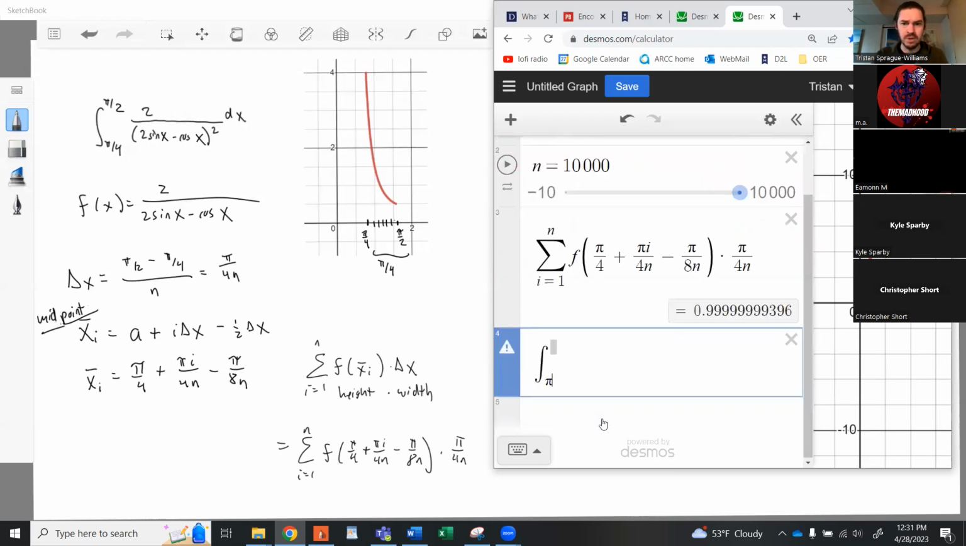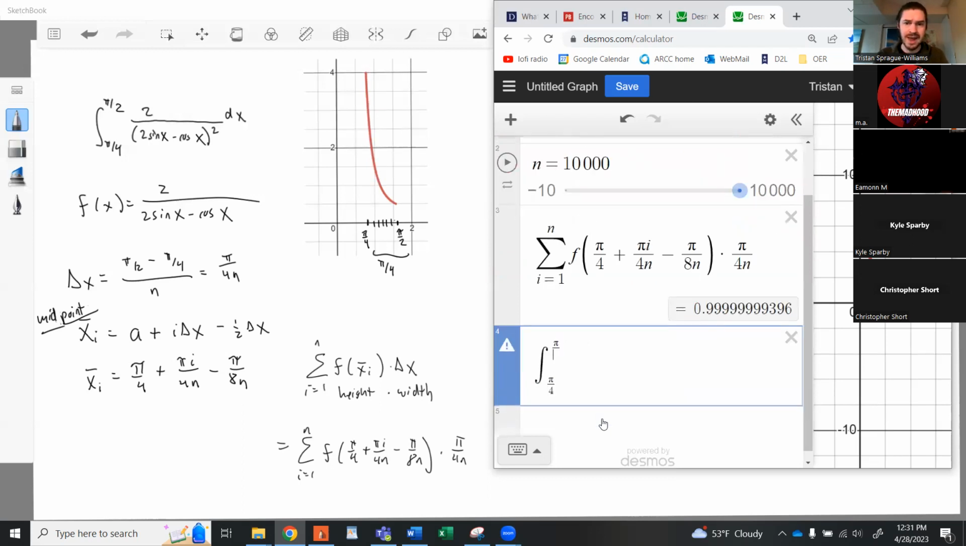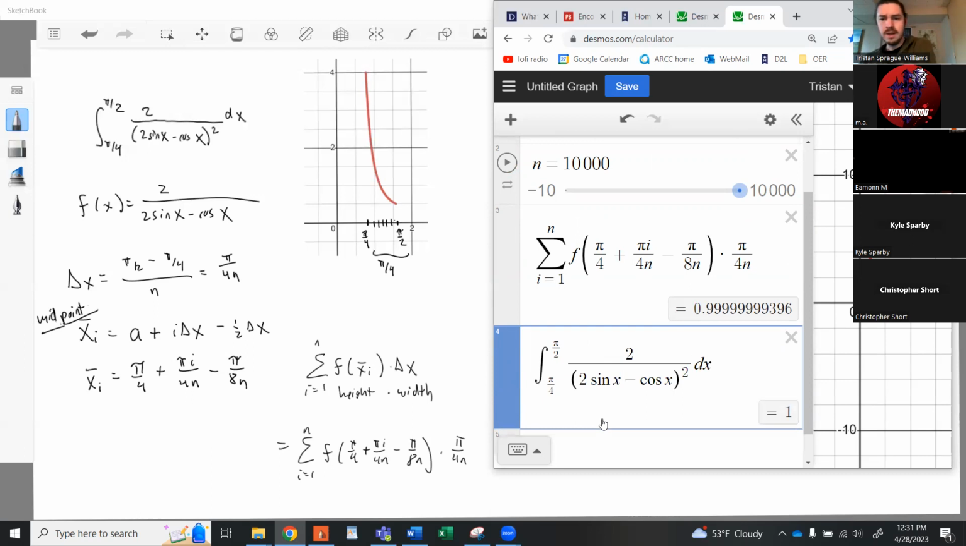We can double check our work by actually typing in the integral directly. 2 over 2 sine x minus cosine x squared dx. And yes, it does say that it equals 1. Wow. I'm kind of surprised that it equals 1. I feel like since it equals something so simple, maybe there actually is a way to do this. Maybe there is some clever approach to this that doesn't require something like a Riemann sum.